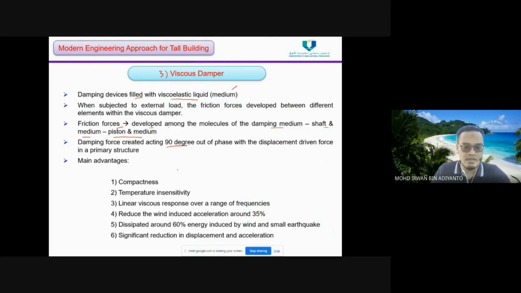And here are the main advantages of using the viscous damper. First is its compactness, temperature insensitivity, and the linear viscous response over a range of frequencies. It can reduce the wind-induced accelerations by 35%, and it dissipates around 60% of energy induced by the wind and small earthquake. And also, the viscous damper is significant in reducing the displacement and accelerations.